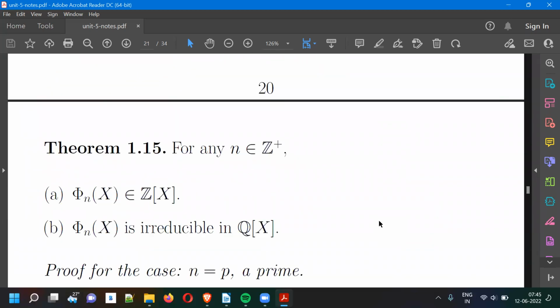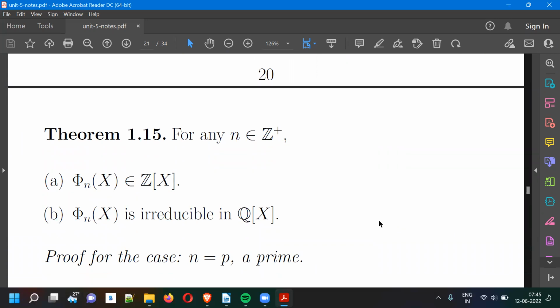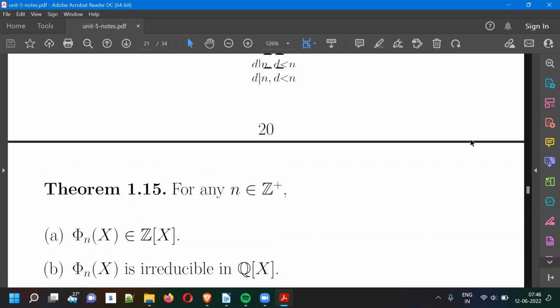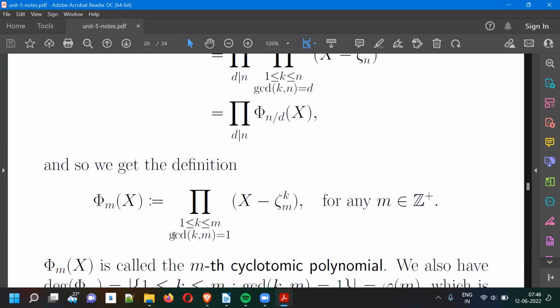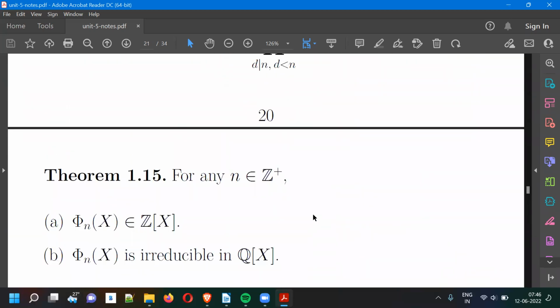So now let's go to some properties of this phi n. Two important properties: for any positive integer n, phi n of x is an integer polynomial. All the coefficients will be integers. Let's go back to the definition. Phi n is the product over all k which are co-prime to n of x minus zeta n raised to k. The product of the linear factors corresponding to these complex numbers will only have integer coefficients. That is one property.